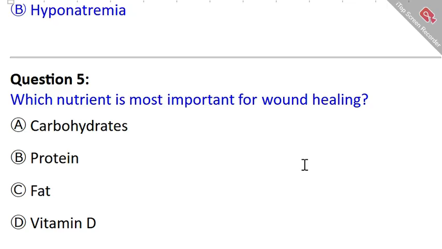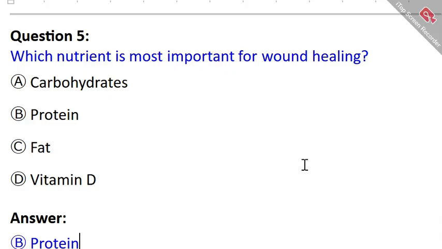Question number 5. Which nutrient is most important for bone healing? Read the 4 options. Then I will share the correct answer with you. These questions are related to fluids and electrolytes, acid-base balance, lab values, nutrition, IV therapy, and blood products. The correct answer is option B, which is protein. Protein is the essential nutrient which helps in wound healing.